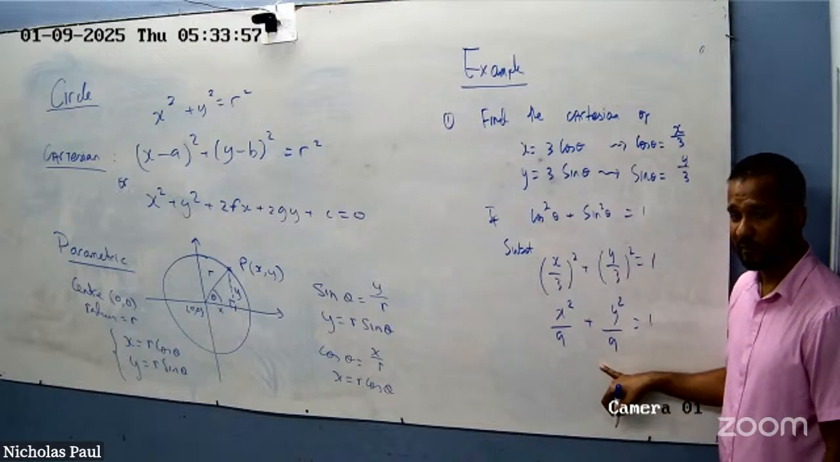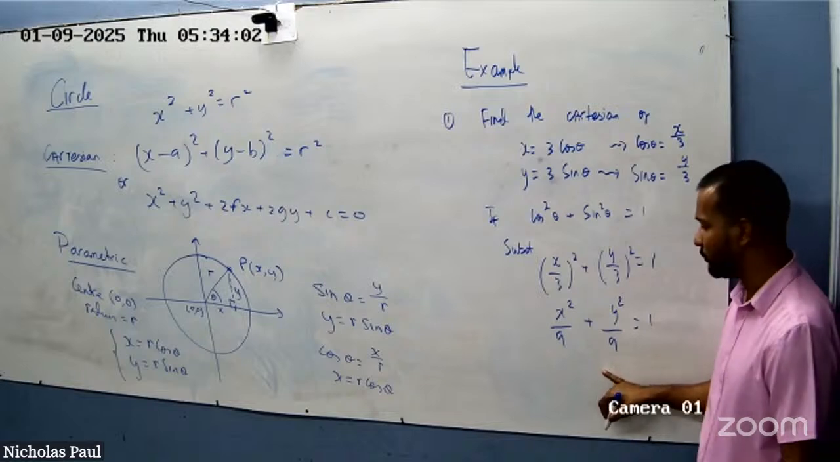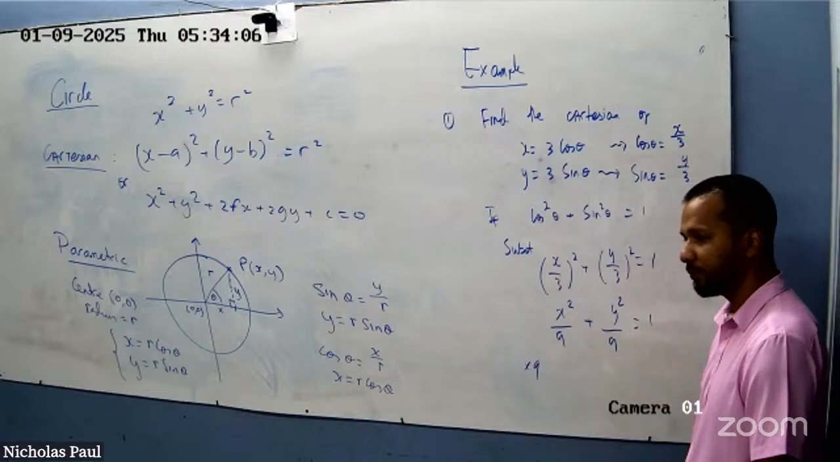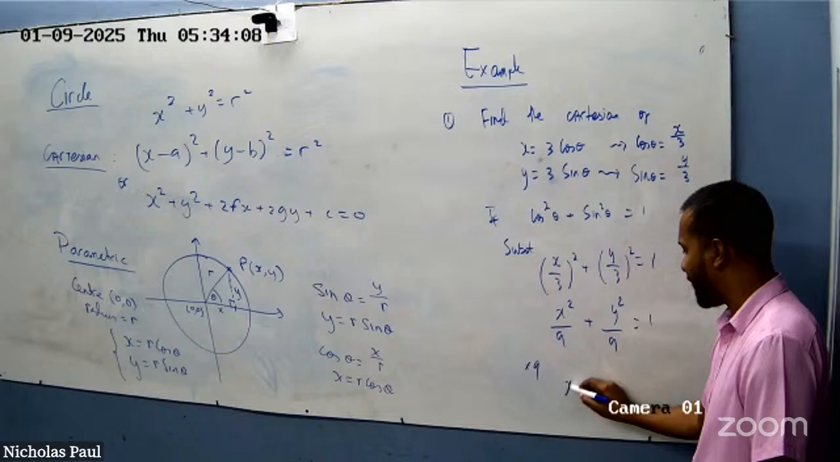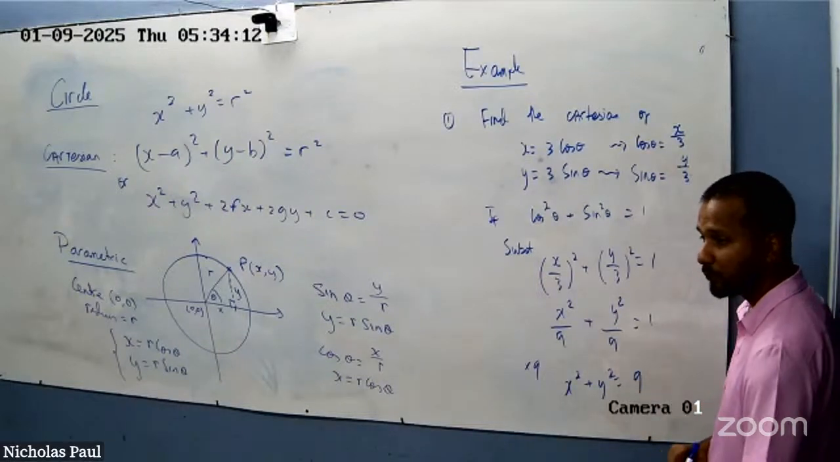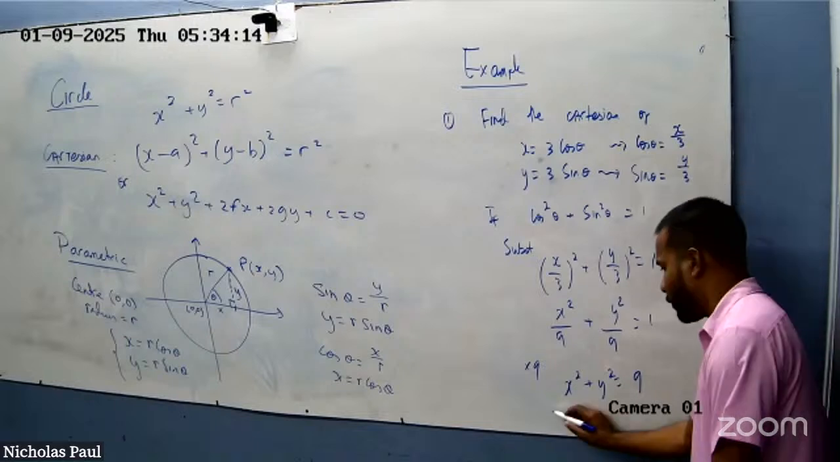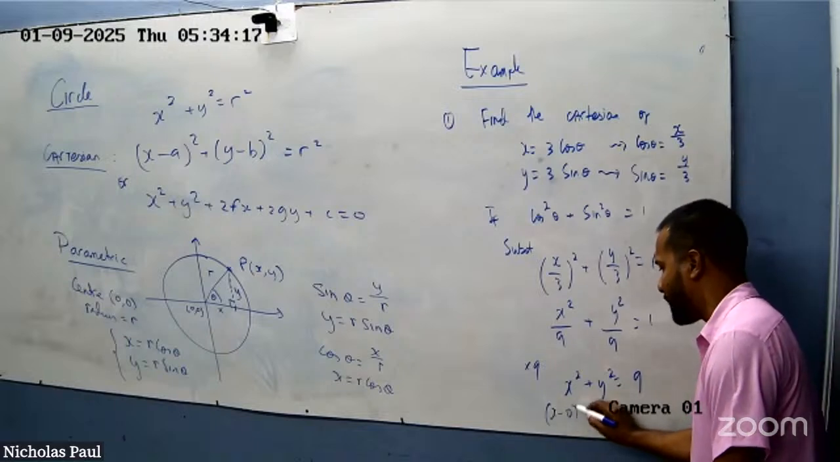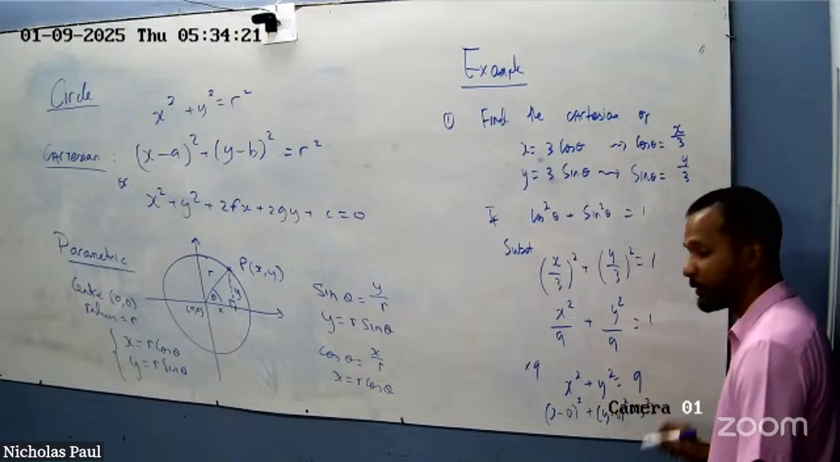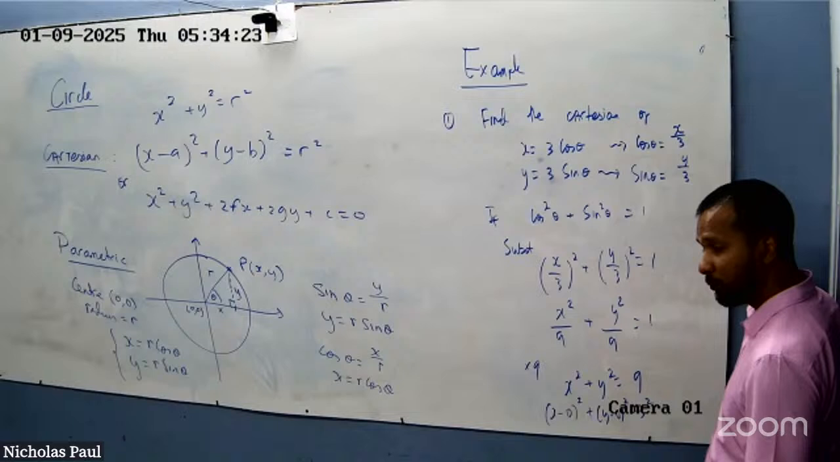Right? Not looking like a circle as yet, right? So what is it to make it look like a circle? Just multiply it by 9. Multiply by 9 and you'll get x squared plus y squared is 9. You recognize that? So it could be written like this: x minus 0 squared plus y minus 0 squared is 3 squared. All right? See that?